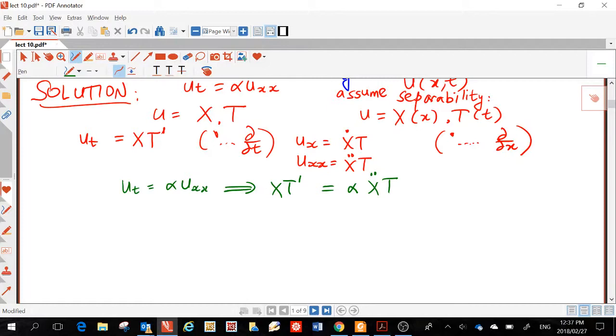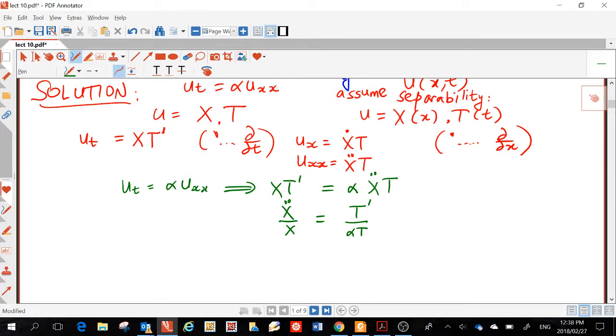I can cross multiply or cross divide and get x double dot over x equals t dash over alpha t. Check that out. I take the x on the other side, I'll get x double dot over x. Bring the alpha t on this side, t dash over alpha t. I just rearrange it. It's the same thing. The beauty of that rearrangement is that now all the functions of x are on this side, all the functions of t are on that side.